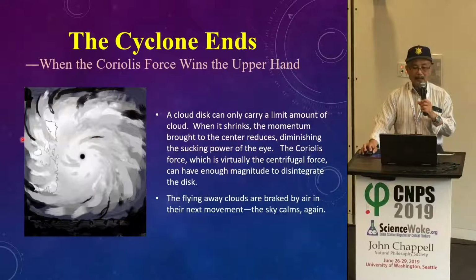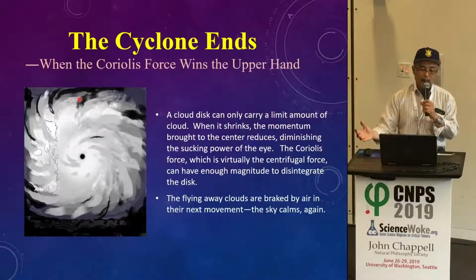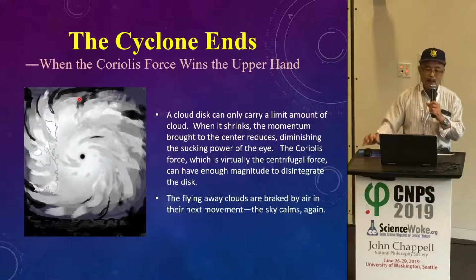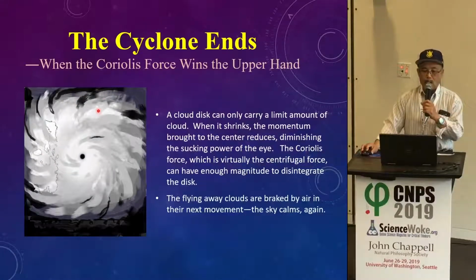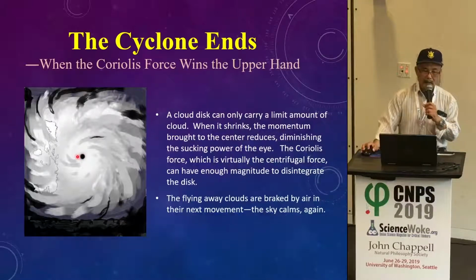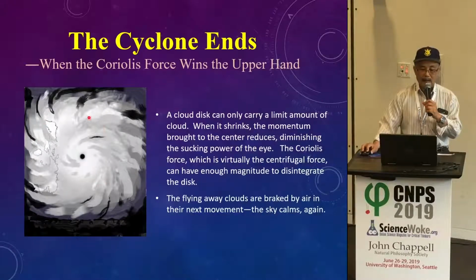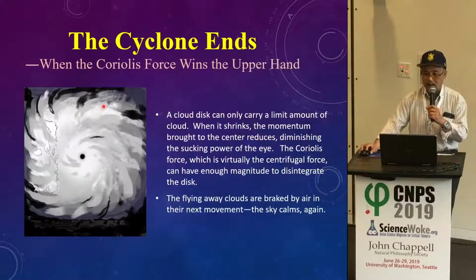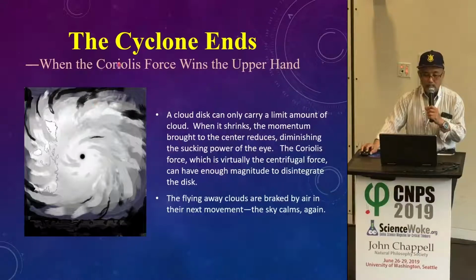action, this cloud disk begins to shrink, because no matter what, it has only a limited quantity of cloud, no matter how big it started. When it shrinks to a certain size, it cannot bring enough momentum to the central region, and then the spinning speed here gradually reduces a little, and the sucking power here is weakened. When the sucking power is weakened, those clouds at the outer edge will not be pulled by the sucking power that much. However, they still keep high centrifugal force.